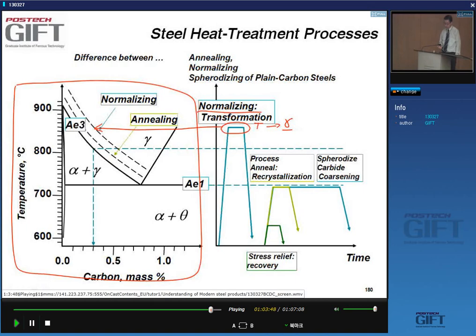A process anneal is essentially where you want to recrystallize the material. You don't want to transform the material. You just want to get rid of your grains with a very high dislocation density. So you go through a temperature where you recrystallize the material. The recrystallization is rather a quick process, so you don't need to stay at this high temperature for more than a few minutes.